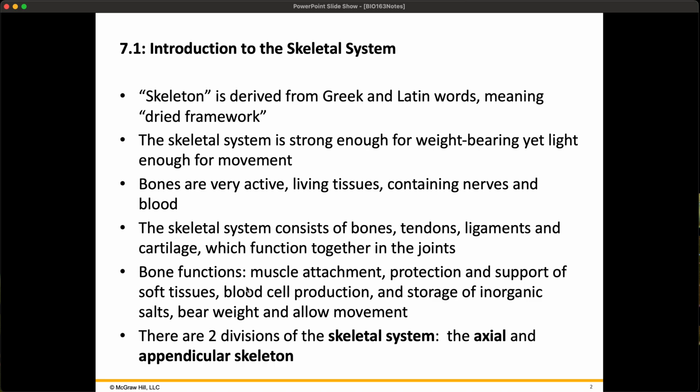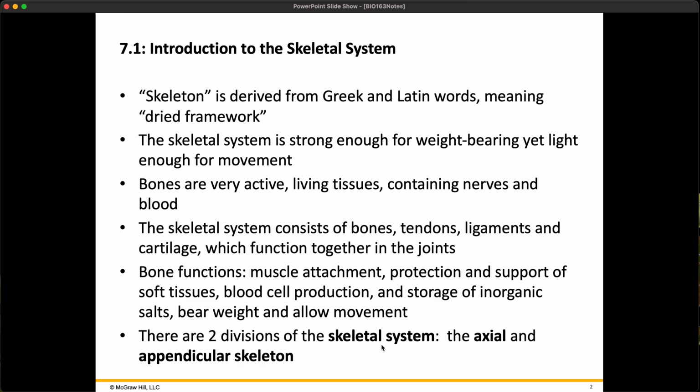The basic functions of bones: they are sites of muscle attachment. They provide protection and support of the tissues underneath, blood cell production, hematopoiesis. They also store inorganic salts and bear weight and allow movement. And that goes along with muscle attachment, allowing movement. And so those are the basic functions. We'll talk about those in more detail.